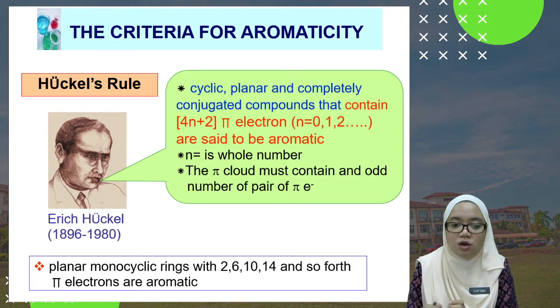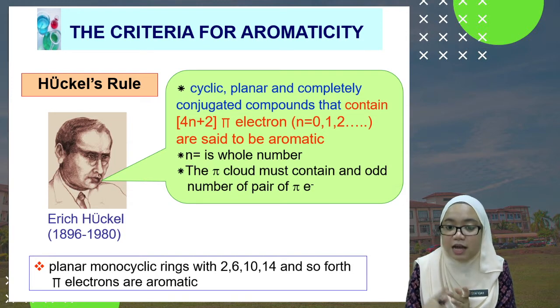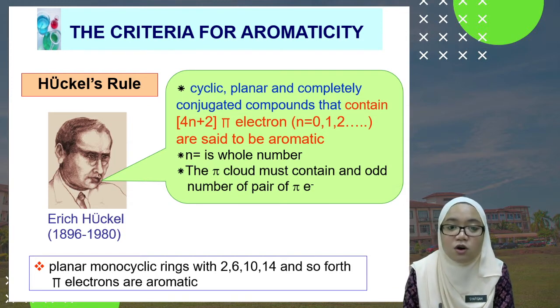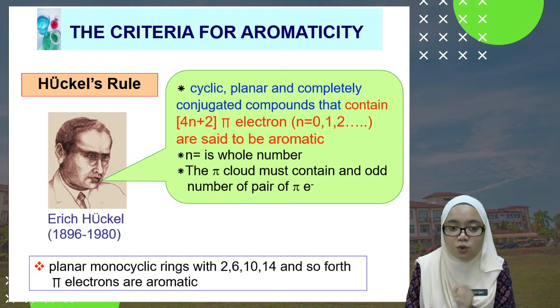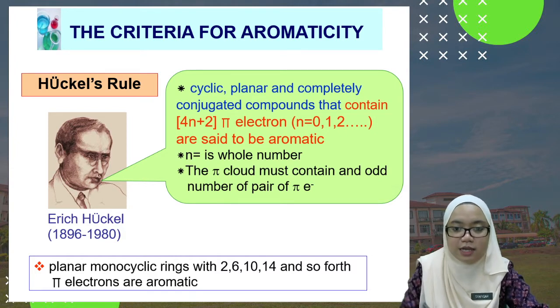The pi electrons must number 2, 6, 10 or 14 and so forth, according to the equation 4n plus 2 pi electrons, for it to obey Huckel's rule. Okay, next.